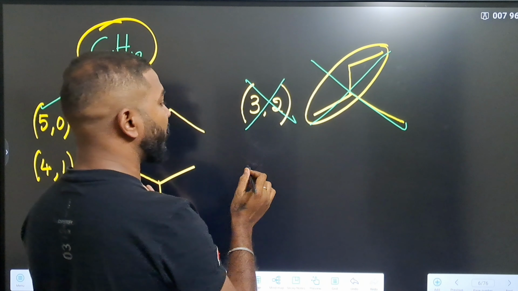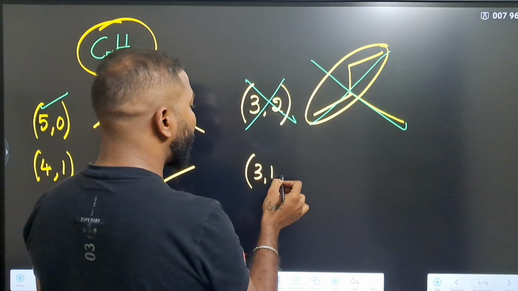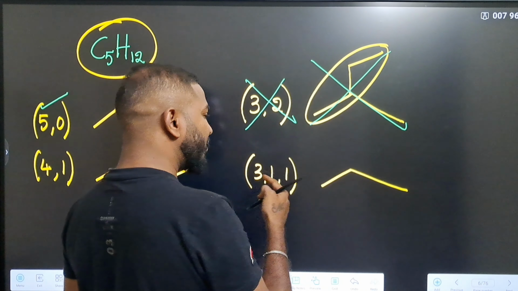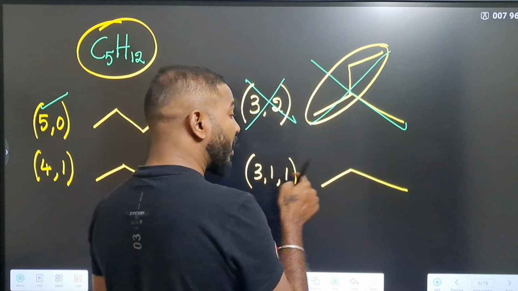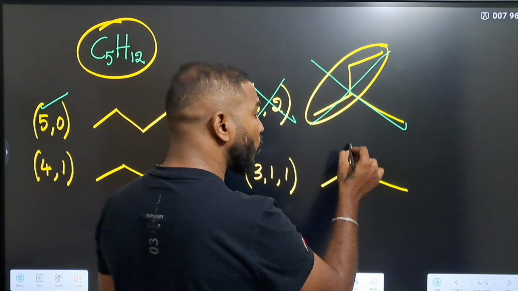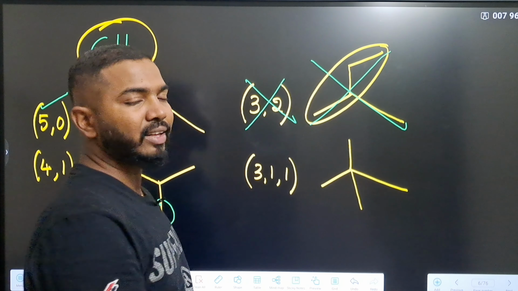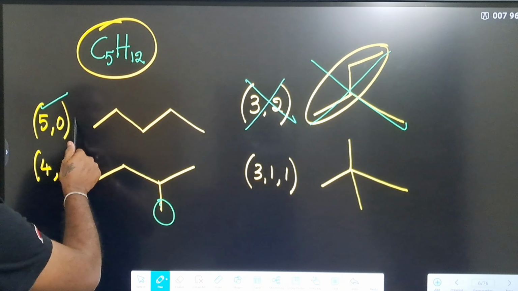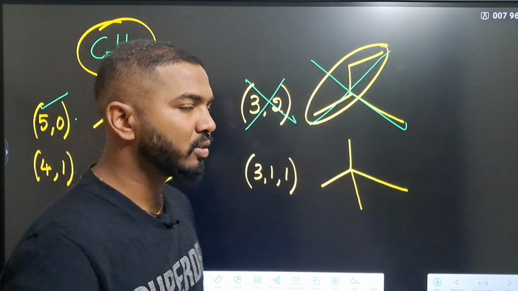So 3 comma 2 is not possible, so we can take 3 comma 1. And now what do you mean by that? What is the meaning of 3 comma 1? 3 carbons in the parent chain with 2 methyl substituents. Yes, this is what I mean to say. So we are going to get 3 chain isomers for C5H12.